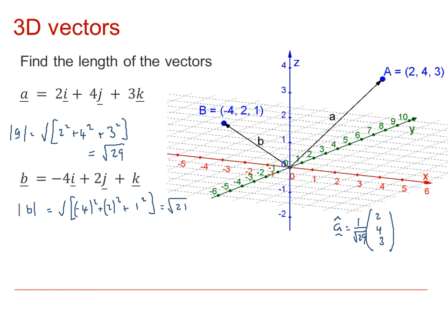And also we might want to work out the vector AB. So the vector from A to B, remember, would be vector B minus vector A. So that would be negative 4, 2, 1 for B, and then subtracting 2, 4, 3, giving us a vector negative 6, negative 2 and negative 2.